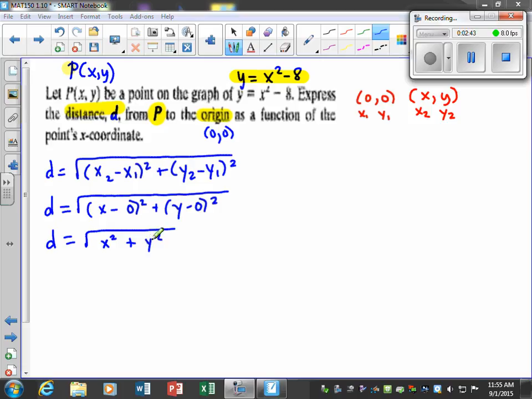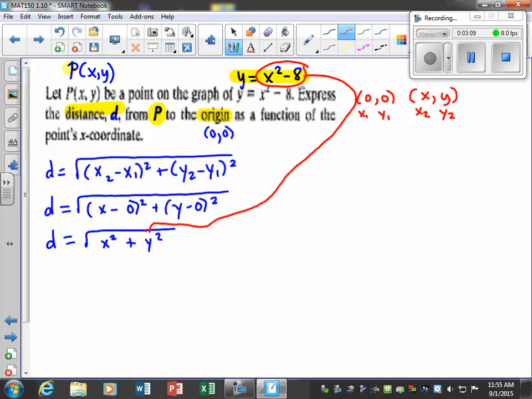Yes, so let's substitute, because we want this to be a function of the x coordinate. When it's a function of x, the only variable in it is going to be x. The fact that this has a y in it, we don't like that. We want all x variables. So here's our out: y equals x squared minus 8, and in place of y, we plug that in.